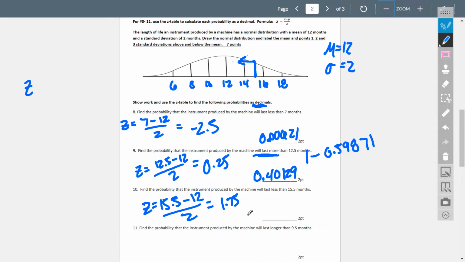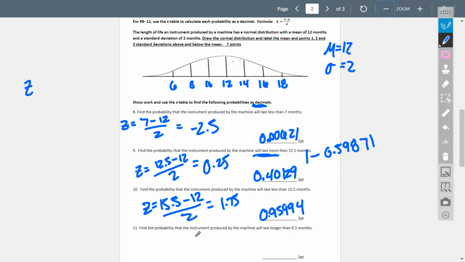So 0.95994. So the probability that it lasts less than 15.5 months is like 96%. Pretty likely that it will last less than 15.5 months.